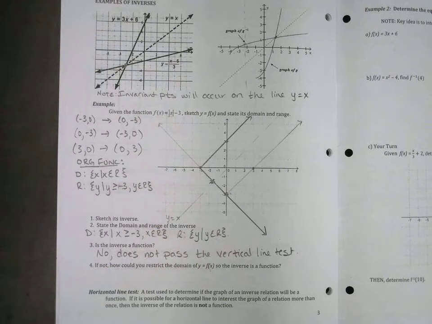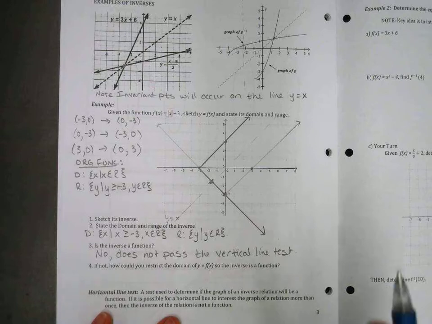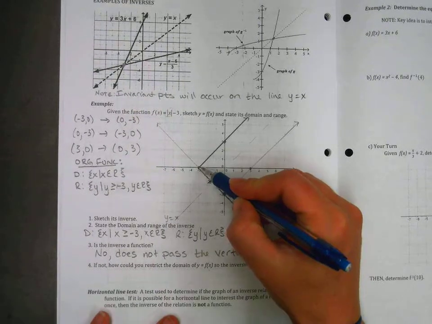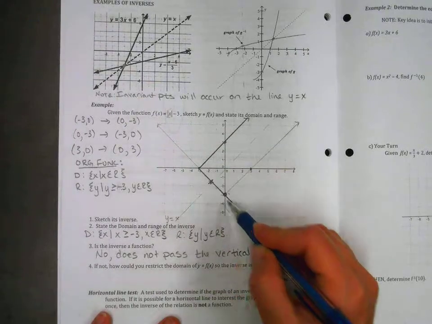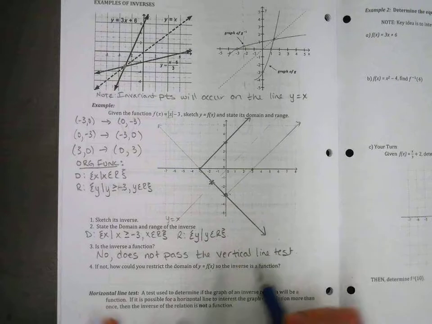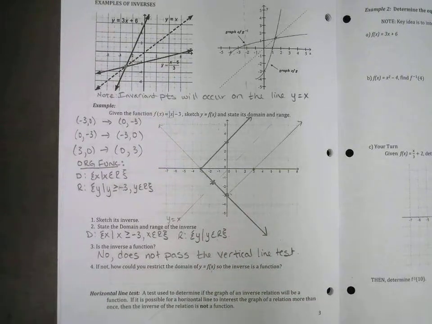If not, how could you restrict the domain of y equals f of x so that the inverse is a function? So what is causing this to not be a function? It's having to pass through both of them. So I want to restrict the original function so it is one part of this V. We want to restrict the original function so that when we inverse it, we just get one line.